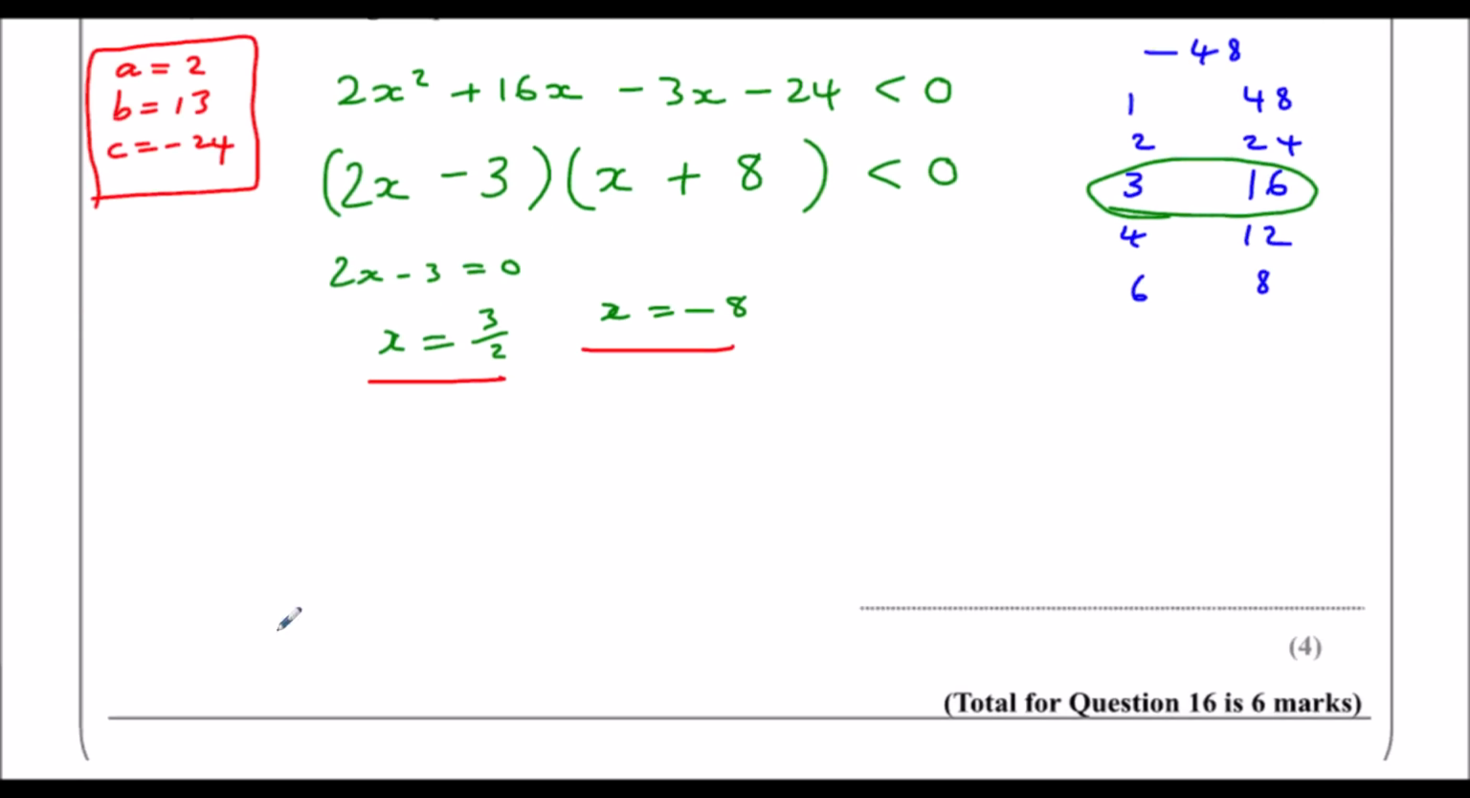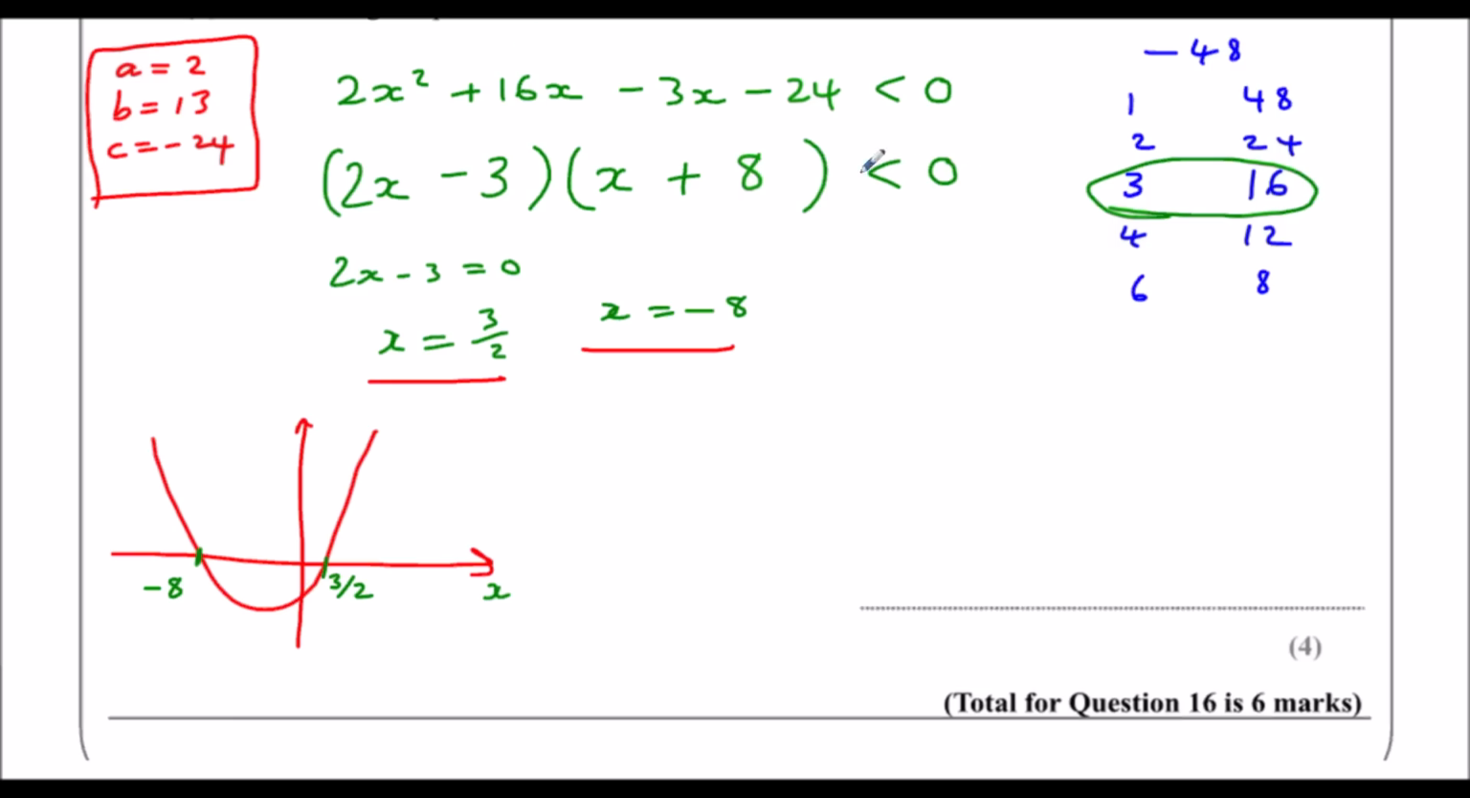So what does this mean? If we do a quick sketch of a quadratic, so we've got a quadratic graph, it's crossing the x-axis at these two points, at negative 8 and 3 over 2. That's what makes it equal to 0. The graph is equal to 0 at negative 8 and 3 over 2.